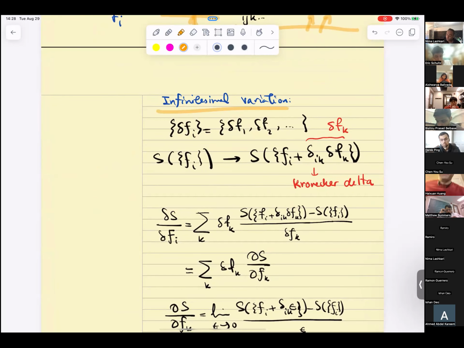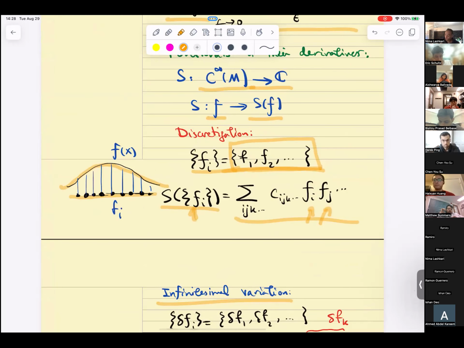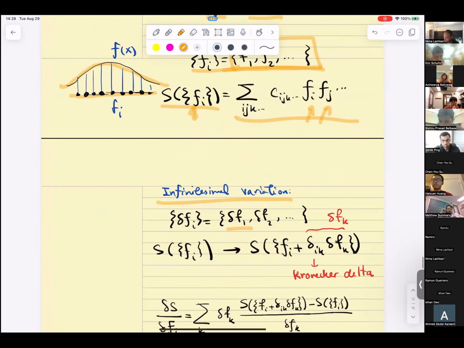Now, what does it mean to do an infinitesimal variation? Well, here was your function. Just do delta f1, delta f2, delta f3 at each point. When you move this function to a new function, your variations are: there's one variation here, one here, one here, one here. Those are your delta f's.